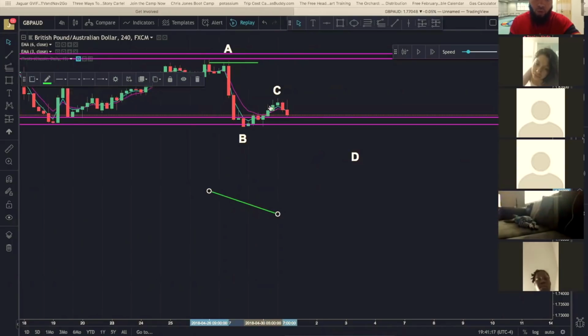but these things can help you identify when C is done forming, because this is the hardest one. When is C done? Well, just use common sense. This thing is turning around. Okay, so now you can take the trade.